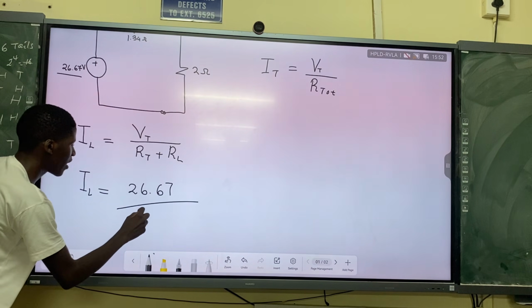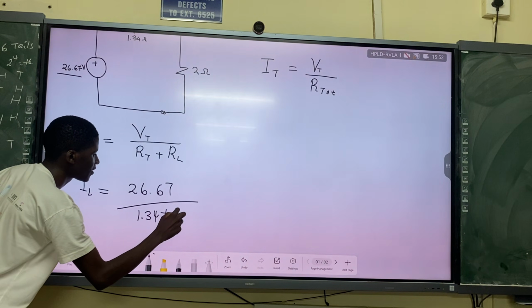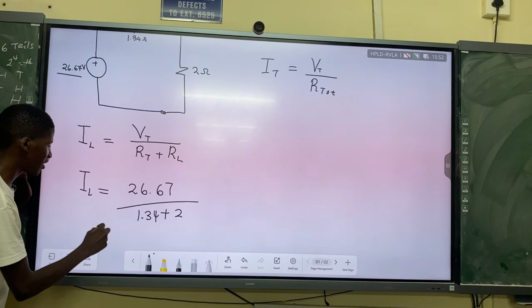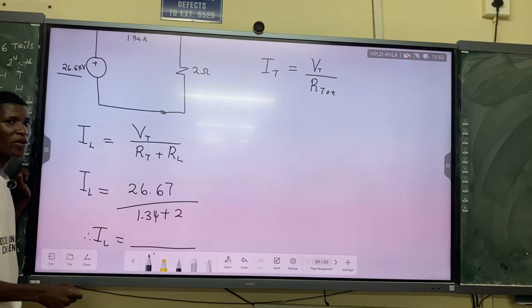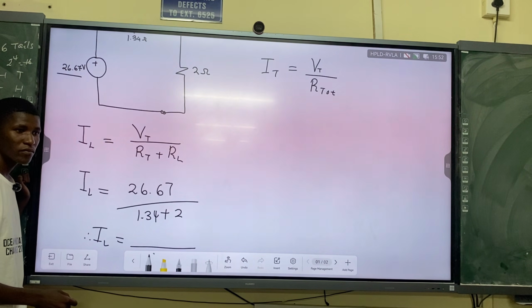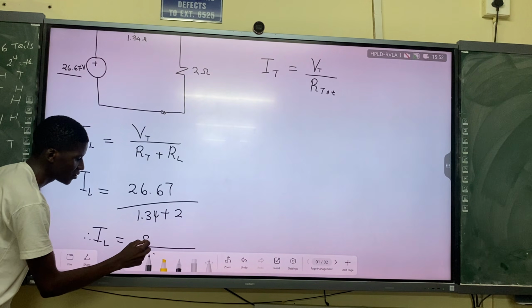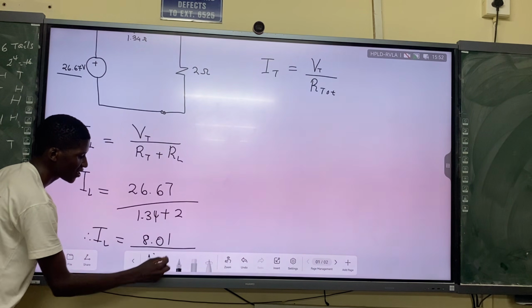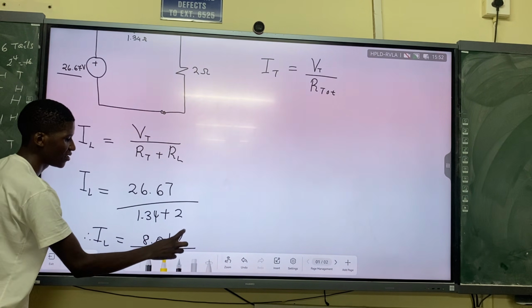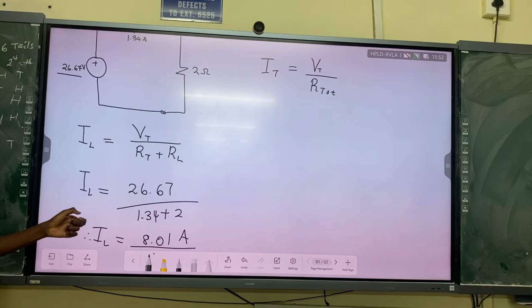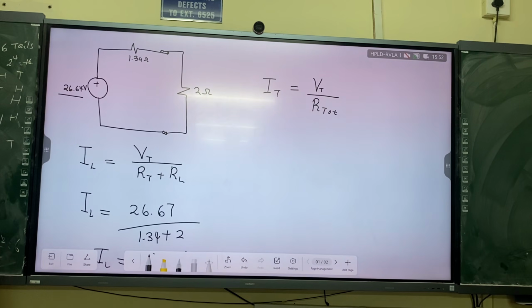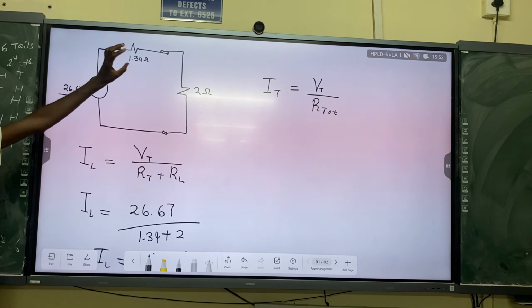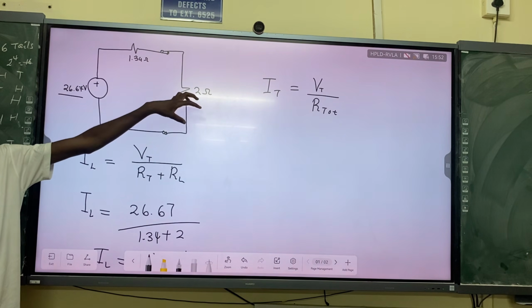So this is 1.34, but this is plus 2 ohms. So whatever you get there is going to be your current on the load. What is it going to be? 8.01 amperes. So it means that that's our total current. That is also our total current number 1, the same current through the 1.34, the same current through the 2 ohms.